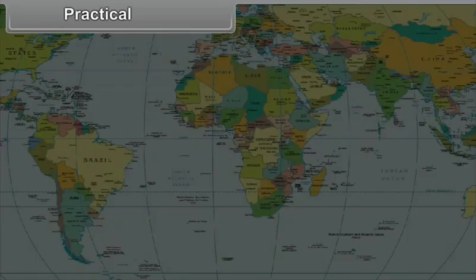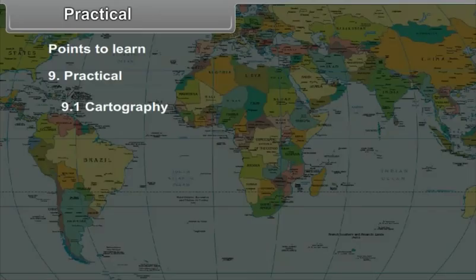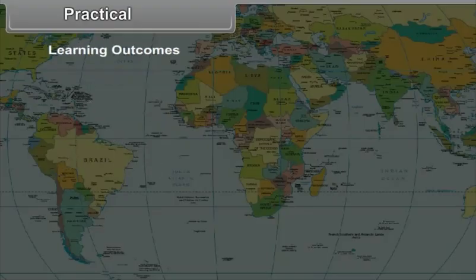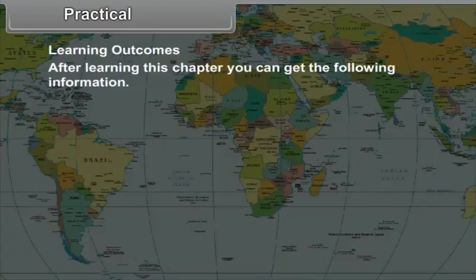Geography, Standard 9th, Chapter 9, Practical. Points to learn. 9. Practical. 9.1 Cartography. 9.2 Maps. 9.3 Field study. Learning outcomes. After learning this chapter, you can get the following information.